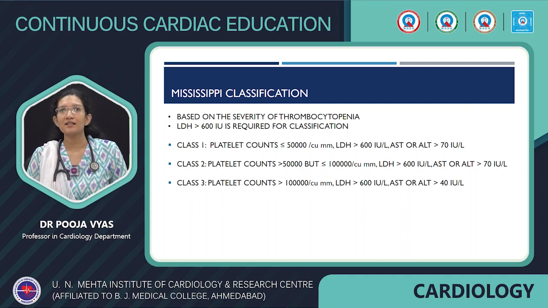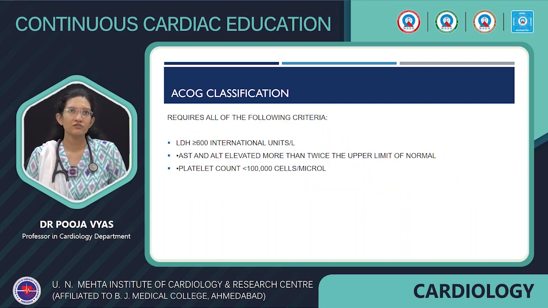In class 2, platelets are between 50,000 to 1 lakh per deciliter, and SGPT or SGOT of more than 70 international unit per liter. In class 3, platelets may be more than 1 lakh per cubic millimeter, and SGPT or SGOT will be more than 40 international unit per liter. So class 3 is the mildest form of HELLP syndrome, while class 1 is the severest form as per the Mississippi classification. There is also the American College of Obstetricians and Gynecologists classification, which requires all of the following criteria.